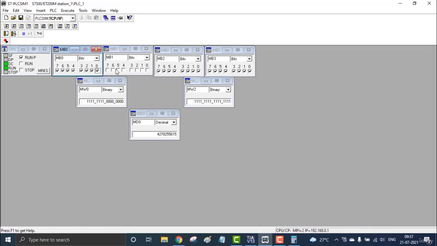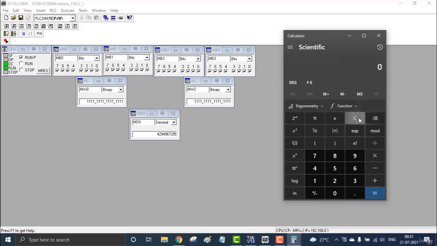So what about combining all this data? We can find the value for the 32 bits of the double word. It's a huge value, I think. We can see 2 to the power 32. We get the same. Okay, so this is the memory organization.